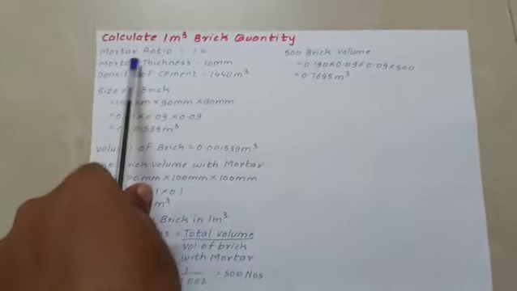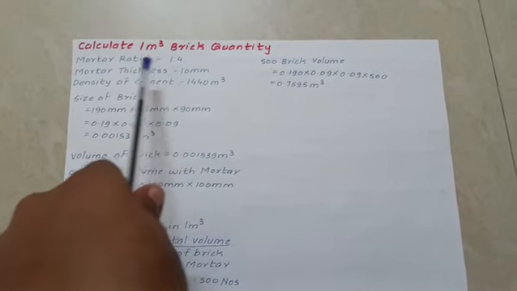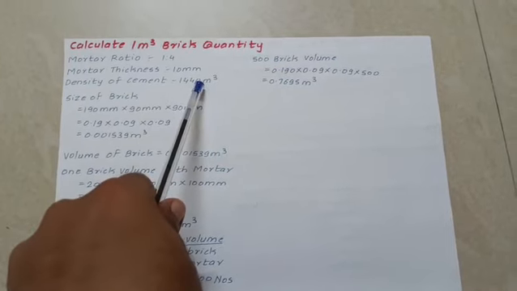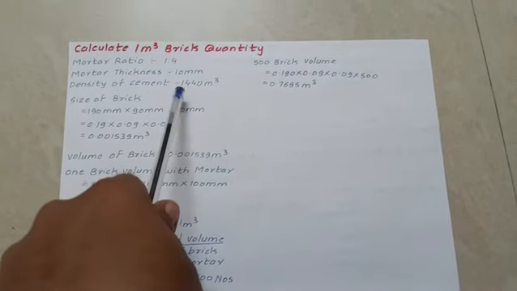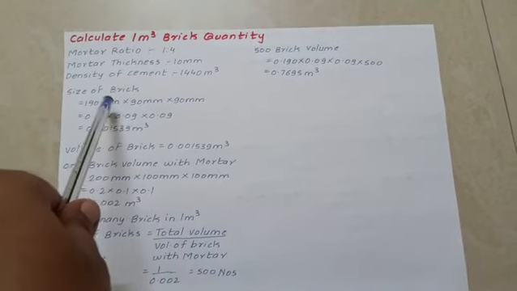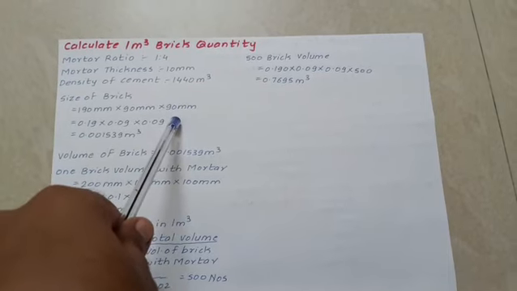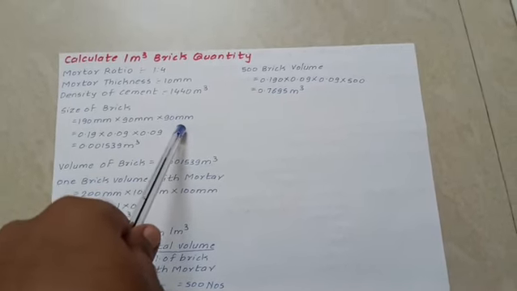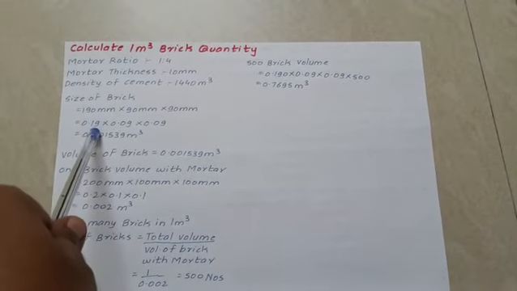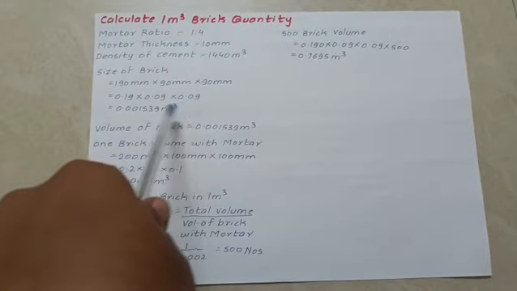First, the mortar ratio is 1:4, 1 part of cement and 4 parts of sand. The mortar thickness is equal to 10 mm. The density of cement is equal to 1440 kg per meter cube. The size of the brick is 190 mm by 90 mm by 90 mm. Without mortar, the size of the brick is 0.19 by 0.09 by 0.09.